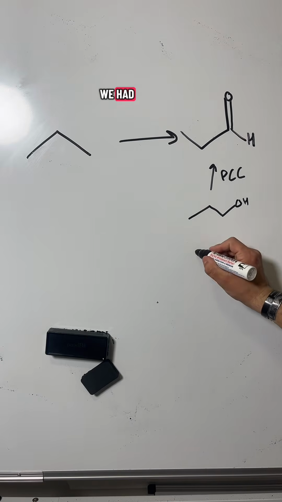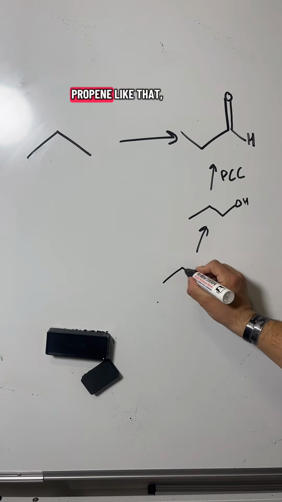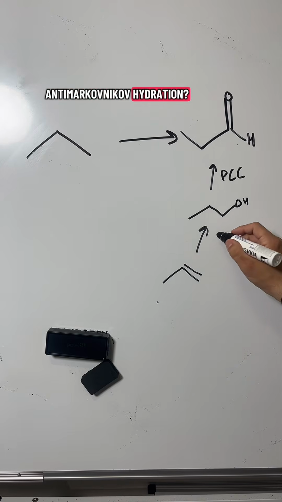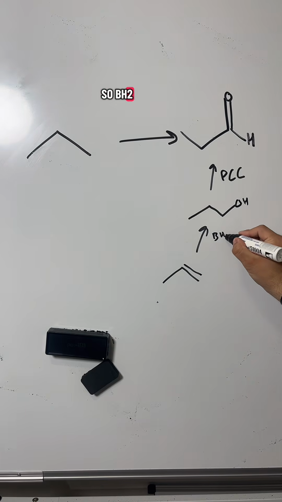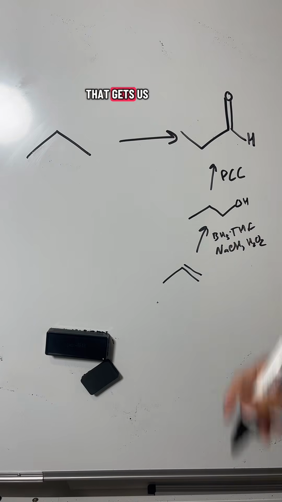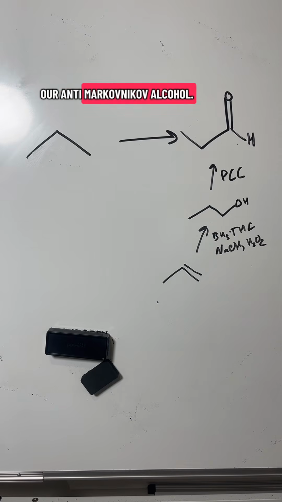Well, how would we get propanol? Well, what if we had propene, like that? And we did anti-Markovnikov hydration. So BH3 in THF, so hydroboration, and sodium hydroxide and peroxide. There we go. That gets us our anti-Markovnikov alcohol.